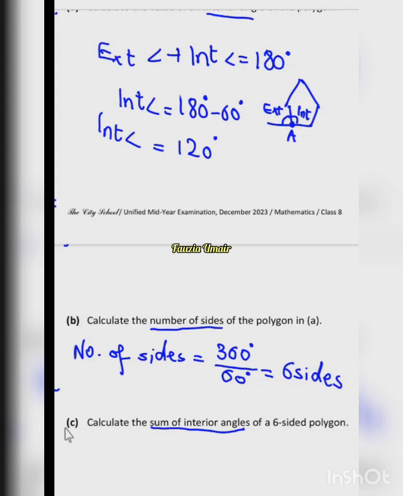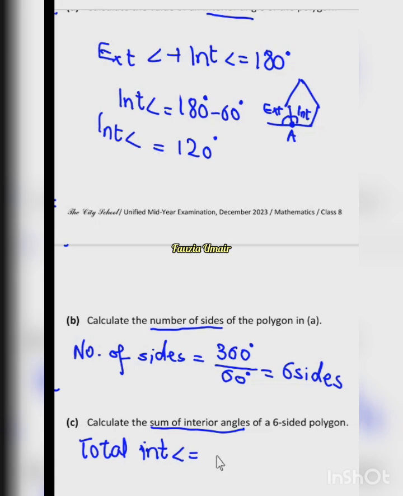So now in the next part, they're asking you to calculate the sum of interior angles of a six-sided polygon. So now we need to use the total interior angle formula, the same formula which Sania was saying. So Sania, can you repeat the formula? What is the formula of total interior angle? Yes, sum of interior angles.